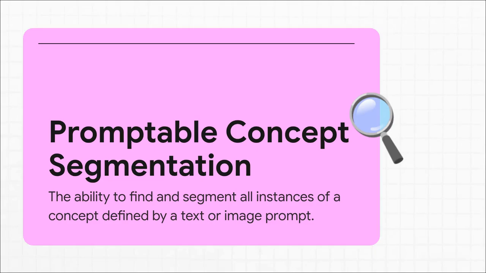Now, the official name for this new superpower is promptable concept segmentation. I know, it's a bit of a mouthful, but segmenting really just means precisely outlining an object. So this is the key that unlocks a whole new level of visual understanding. It means the model can find and isolate pretty much anything based on a concept you give it, not just a label it already has memorized.